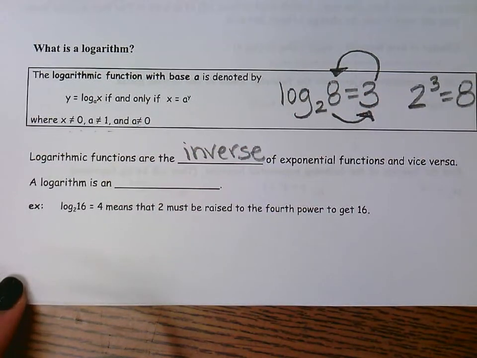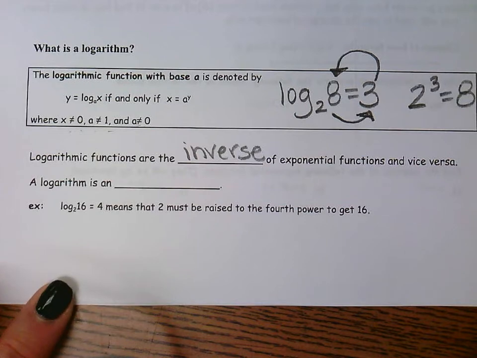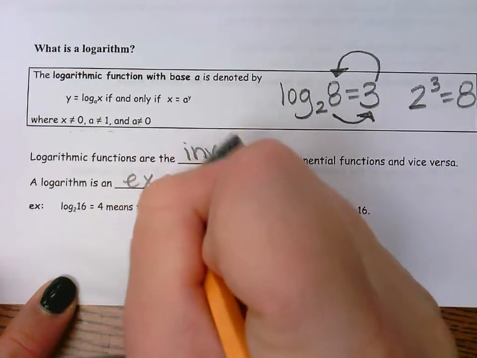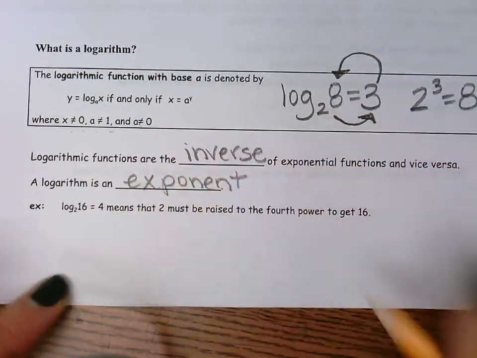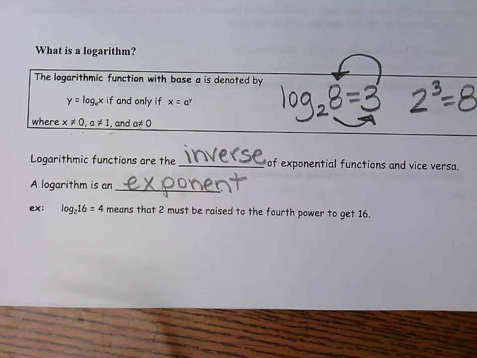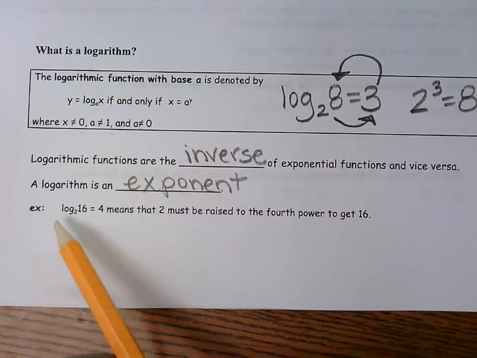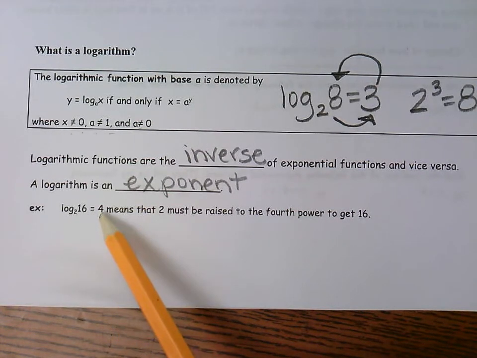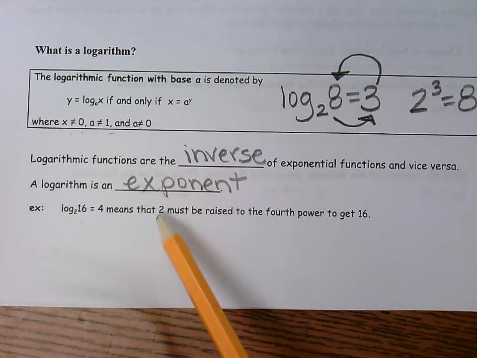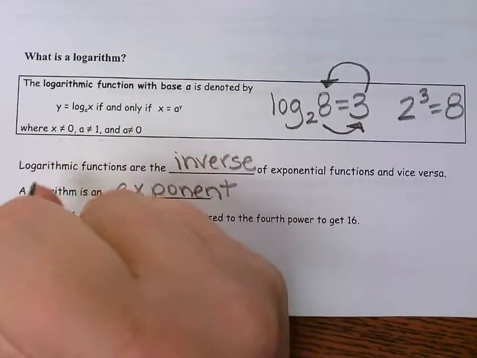So logarithmic functions are the inverse of exponential functions and vice versa. So a logarithm is just an exponent. So it's just another way to represent that exponential relationship. So then there's another example. Log base 2 of 16 equals 4 just means 2 to the fourth power equals 16.